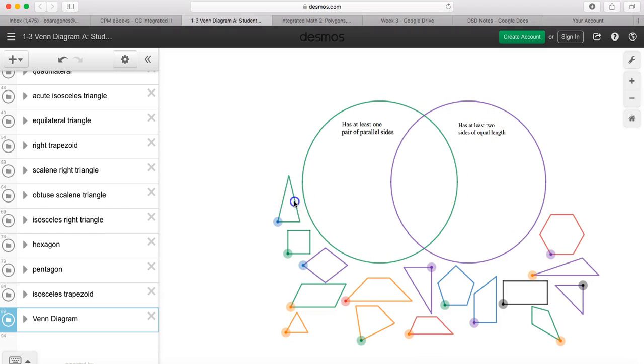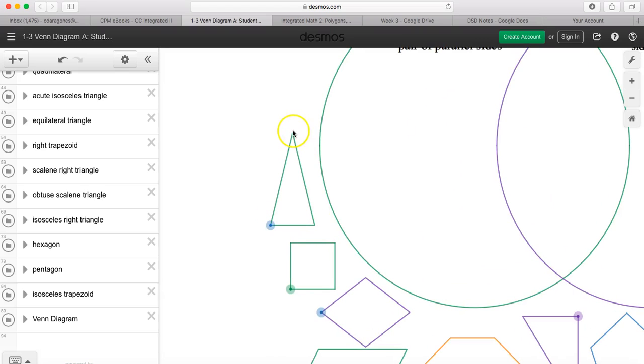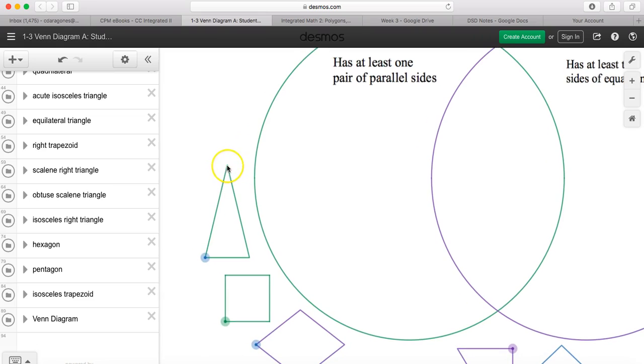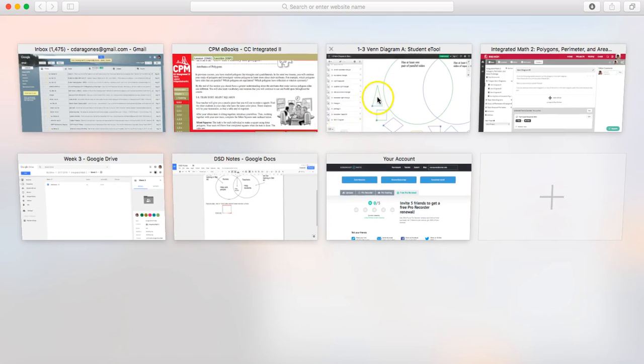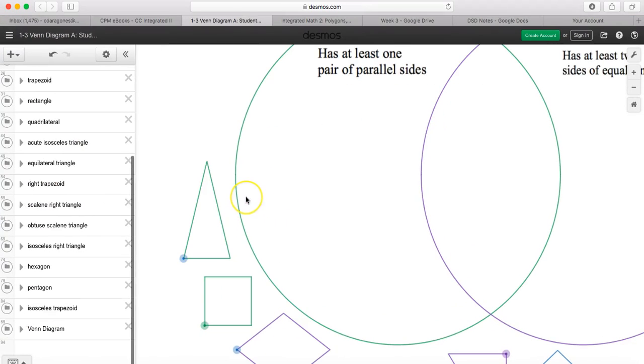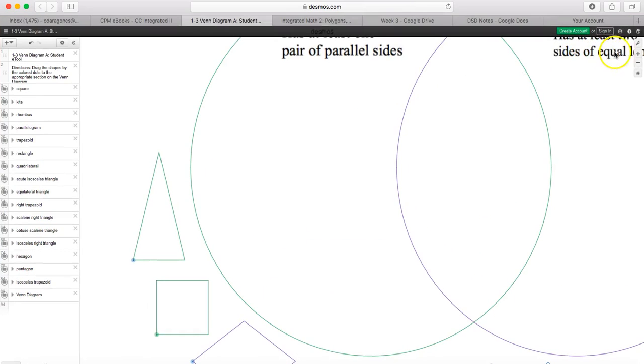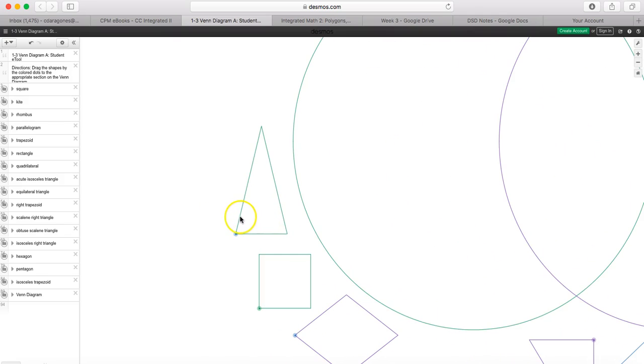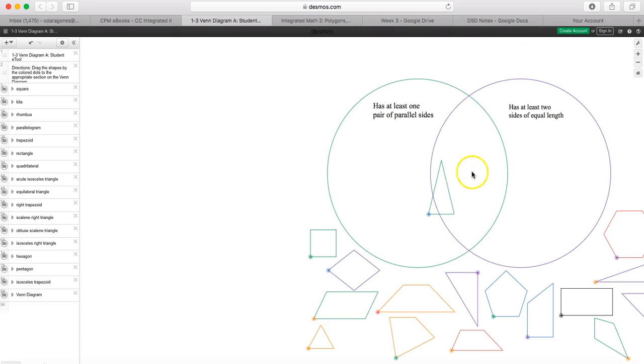So I'm going to do an example for you. I'm going to pick this triangle right here. As you can see, this triangle has no parallel sides, right? This side will cross this side, and then this side and this side cross right here. So there are no parallel sides, but I do know that these 2 sides, this left side and this right side, look like they are equal in length, right? They look like they're pretty much the same length. So I know that this polygon belongs to this part of the Venn diagram, okay?